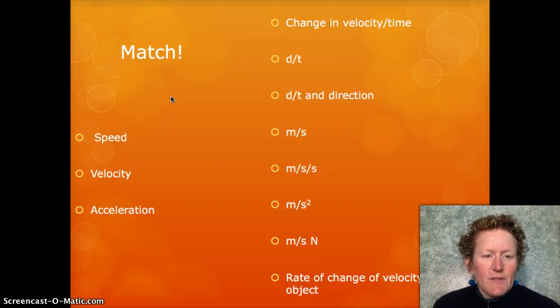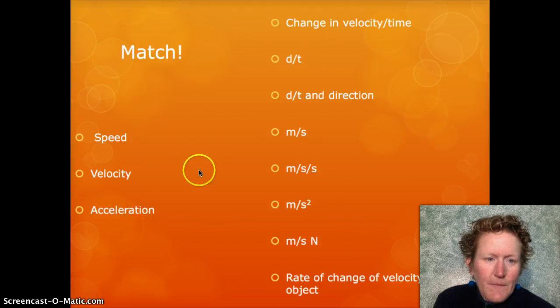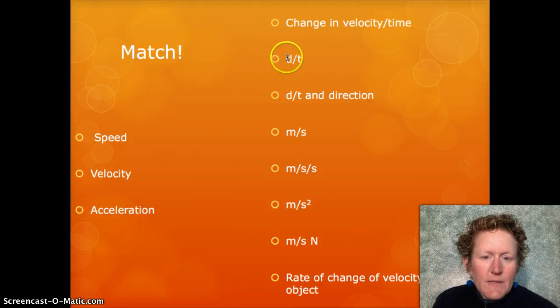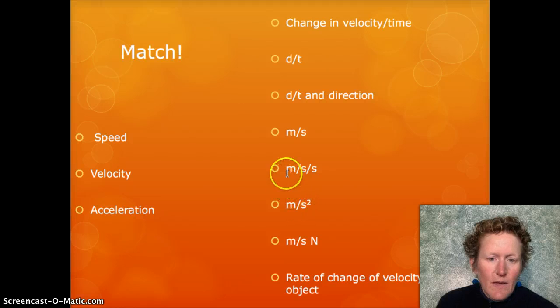All right, let's see if we can match these quantities. What things go with speed, what things go with velocity, and what goes with acceleration? Let's think about just what we've talked about so far. We know that speed is distance over time. And one way you can express distance over time is meters per second. If we want to know how fast that is changing, we express meters per second per second. That's acceleration. Another way to say meters per second per second is meters per second squared. So both these things go with acceleration.